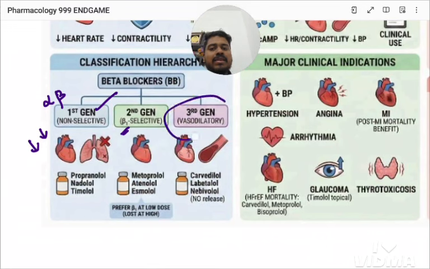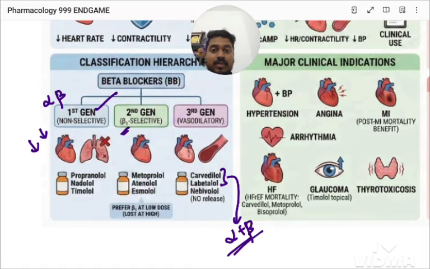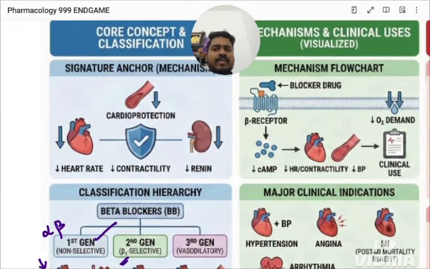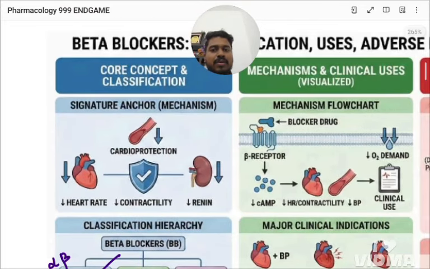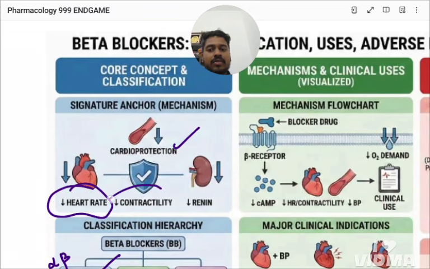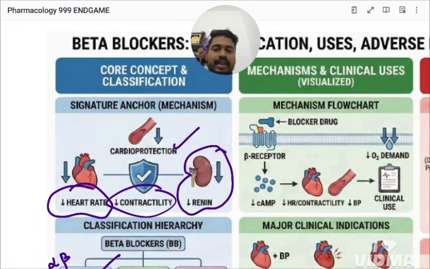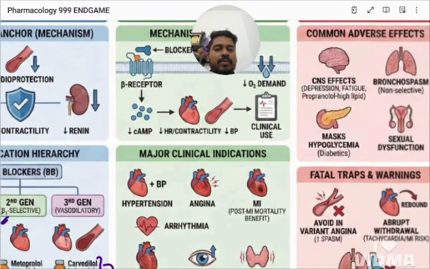Okay, next we have third generation, which act via different mechanisms. In these, carvedilol and labetalol are alpha plus beta. Okay, and nebivolol acts via release of nitric oxide. Okay, so these three very important things regarding mechanism of actions are very frequently asked questions. Okay, now what does beta blockers do? Beta blockers decrease heart rate, they decrease myocardial contractility, and they give cardiac protection. How? In the form of decreasing heart rate, that decreases myocardial oxygen consumption also, and also it causes decreased release of renin. Okay, so these three mechanisms lead to cardio protection.